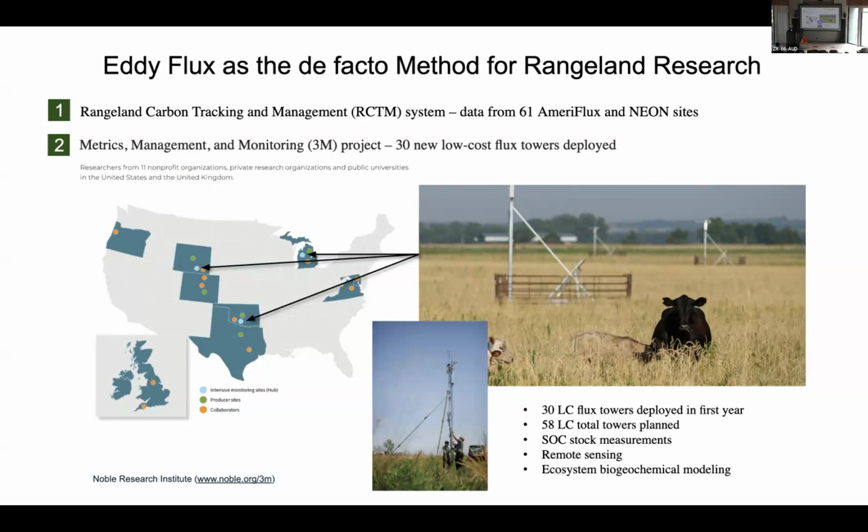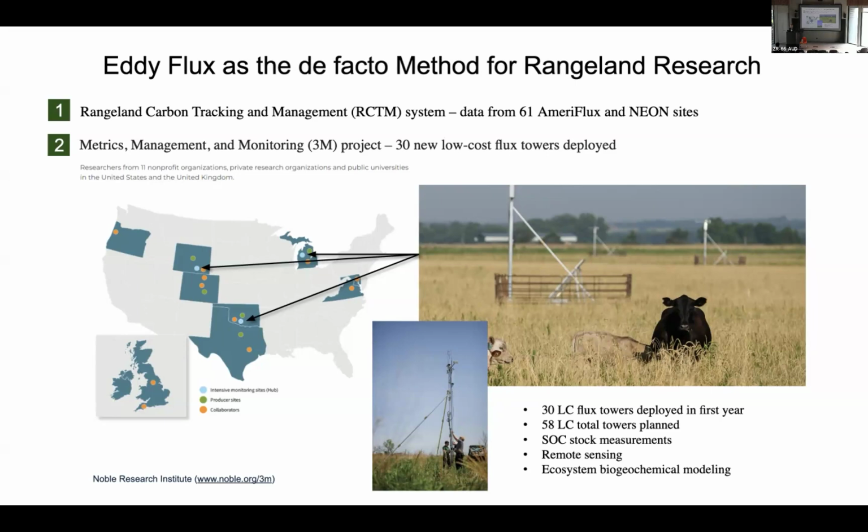There's a project called 3M, or Metrics, Management and Monitoring, which has been funded to the tune of about $19 million to better understand how rangeland management can impact ecosystem function and carbon sequestration in general. And within this system, they have deployed 30 new low-cost towers. So, an alternative to the conventional eddy covariance, but they've chosen to go the low-cost flux tower route, and they've deployed 30 of these.